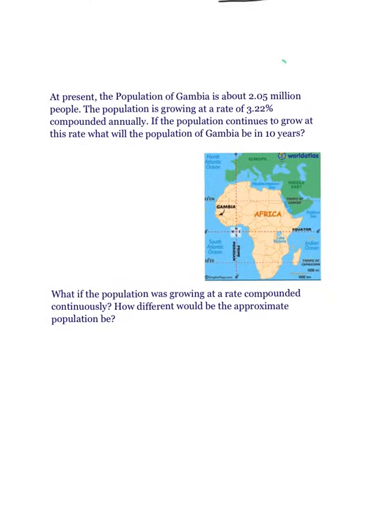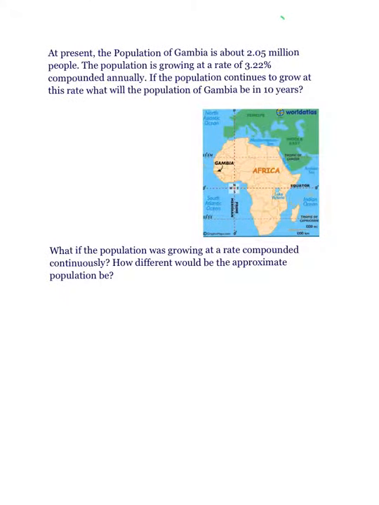All right, let's look at one more example. It says, at present, the population of Gambia is about 2.05 million people. The population is growing at a rate of 3.22% compounded annually. If the population continues to grow at this rate, what will the population of Gambia be in 10 years? So I added a map for you here because Gambia is a very small country on the western side of Africa. And the population growth is this 3.22%. And my question is, do you think that is a large percent increase for a country like Gambia?